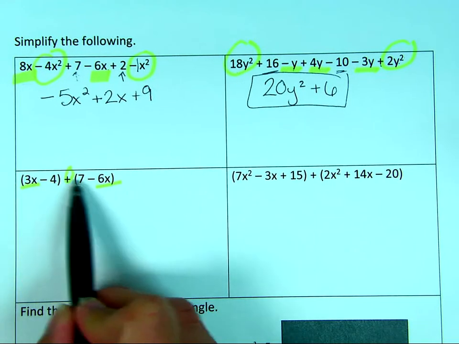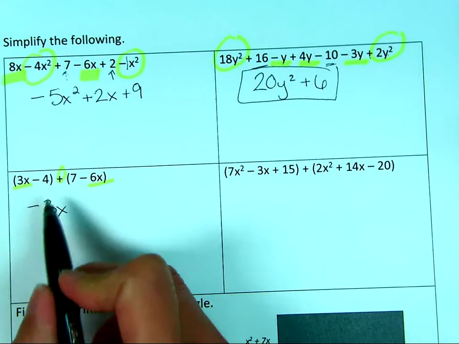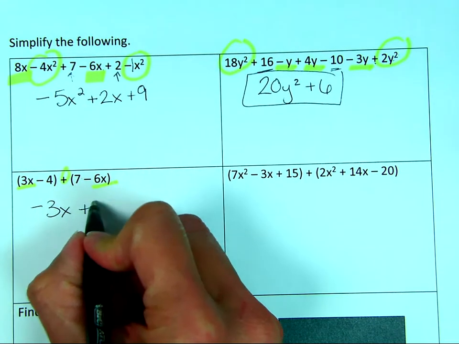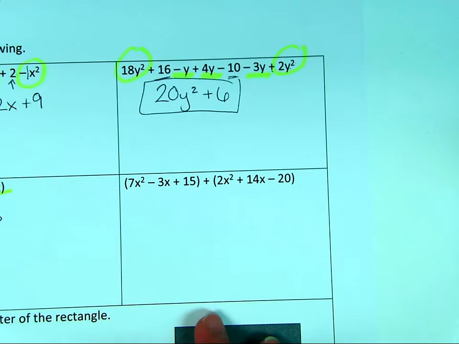Well, 3x plus a negative 6x is negative 3x. And negative 4 plus 7 is 3. So my simplified version of that is negative 3x plus 3. And then over here I have 7x squared minus 3x plus 15.